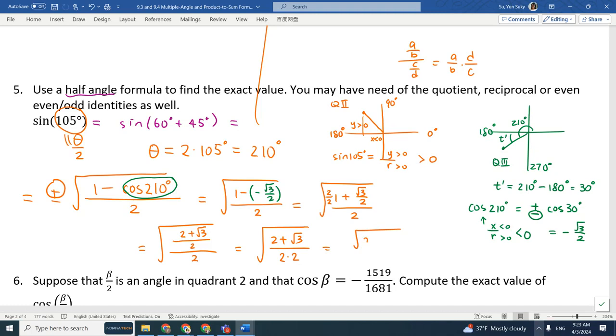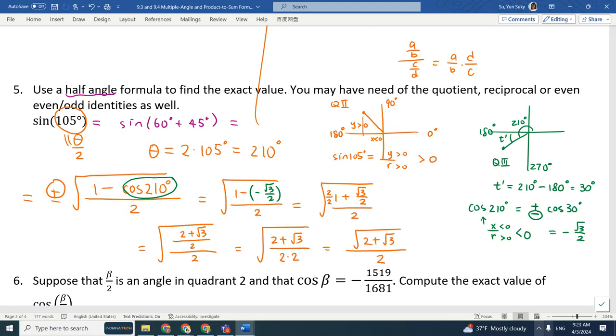Now, square root 2 plus square root of 3. What is square root of 2 squared? Root of 2 squared. Yes. So 2 times 2 is 4. Square root 4 is 2. Yes. So this is our answer.